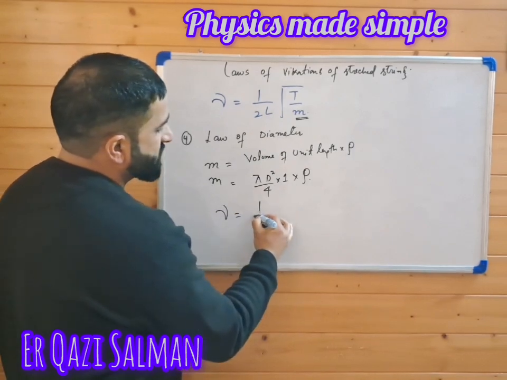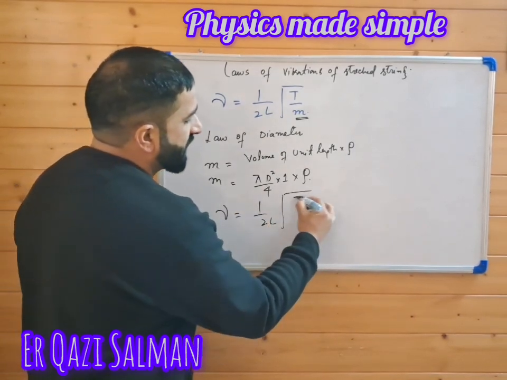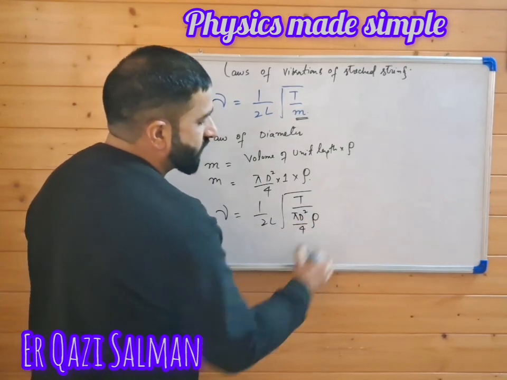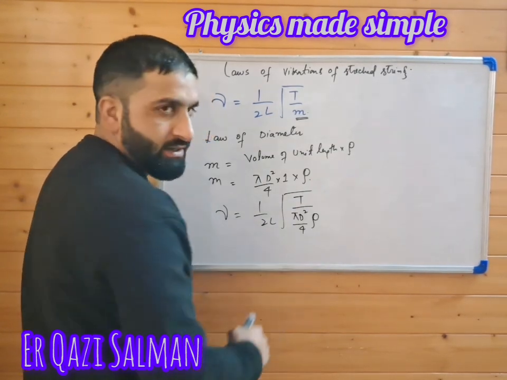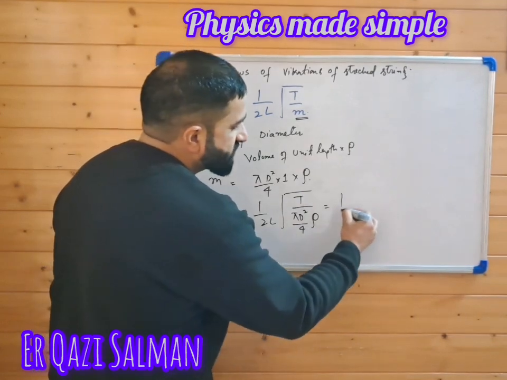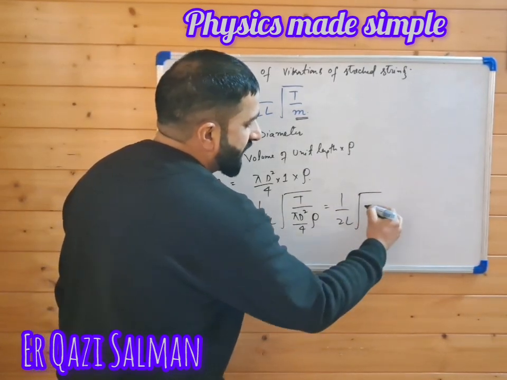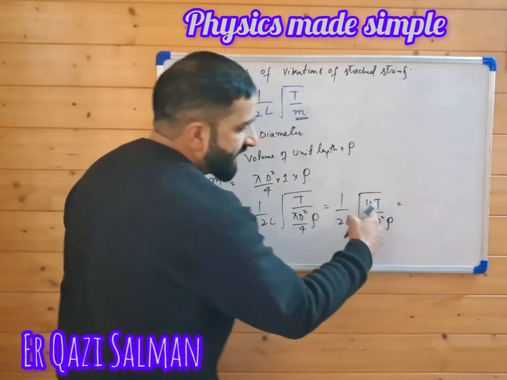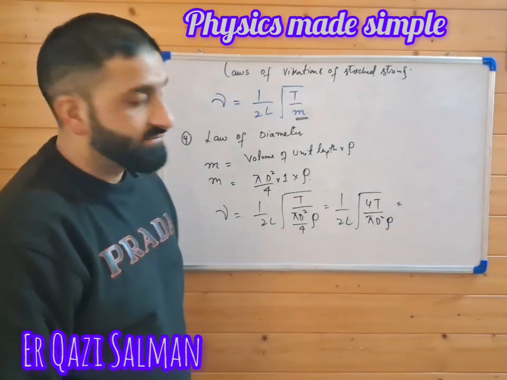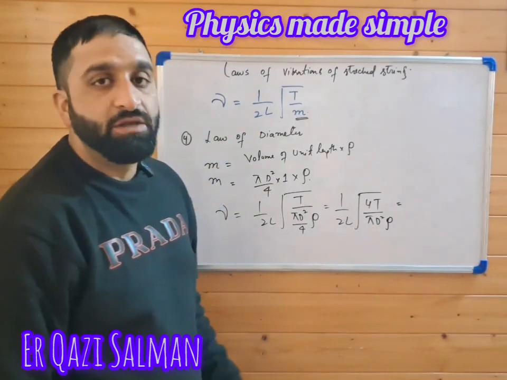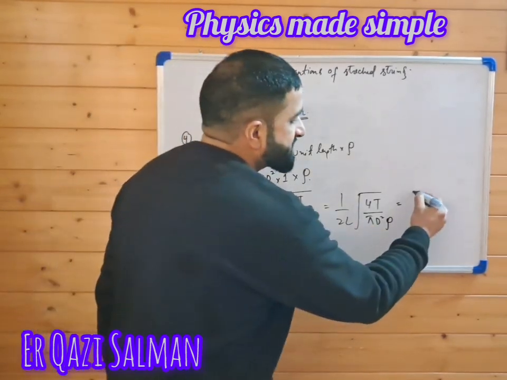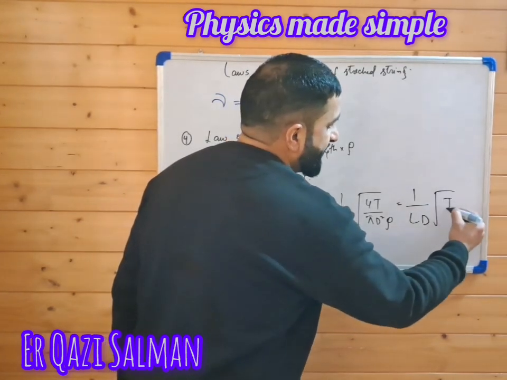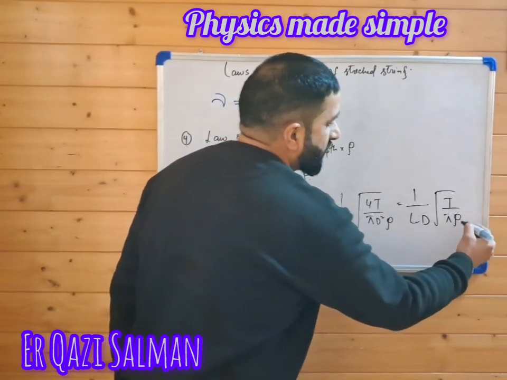it becomes nu is equal to 1 upon 2L root of T divided by pi d square divided by 4 into rho. This 4 is brought to the numerator, so 1 upon 2L root of 4T divided by pi d square rho. Now when 4 comes out of root, it becomes 2. When d square comes out of root, it becomes d. So nu becomes 1 by Ld root of T by pi and rho.